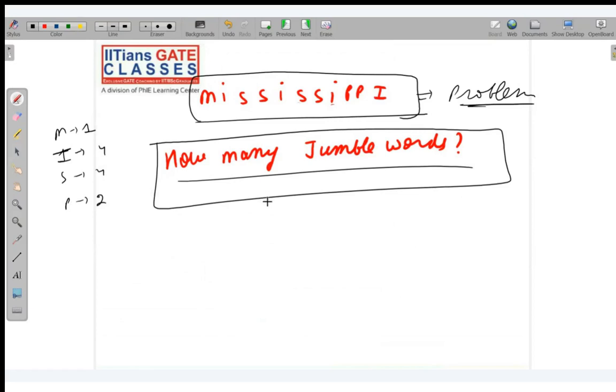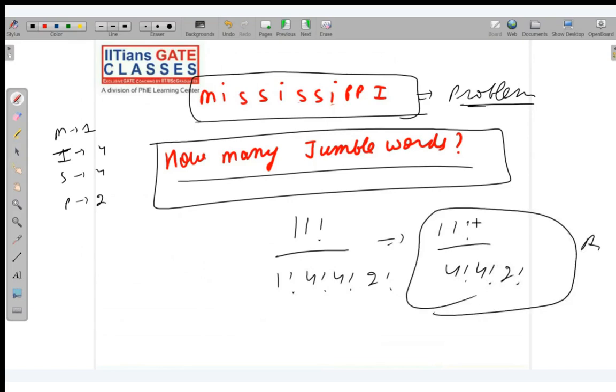Okay. So now how many jumble words? I have told you, 11 factorial. Total are 11. Assume all are different. 11 factorial divided by their repetitions. 4 factorial. So let me write it properly. 1 factorial, 4 factorial, 4 factorial, 2 factorial. So final answer will be 11 factorial divided by 4 factorial, 4 factorial, 2 factorial. This is my answer. So please take snapshot. I will jump to the next slide now. Okay, I'm jumping now.